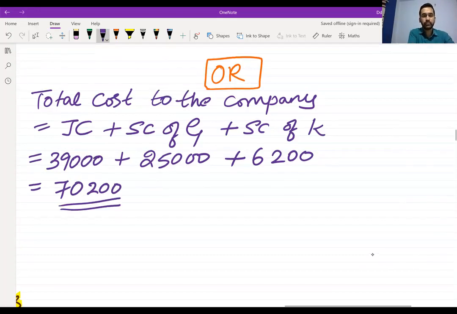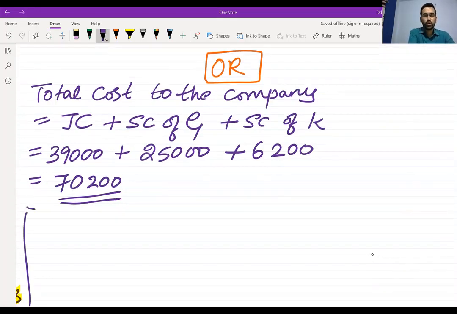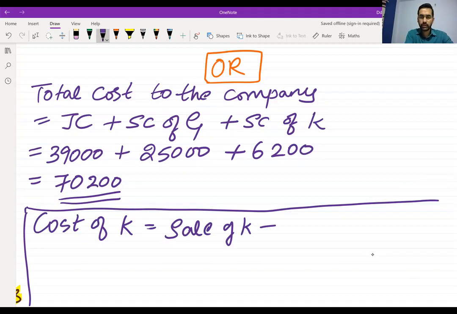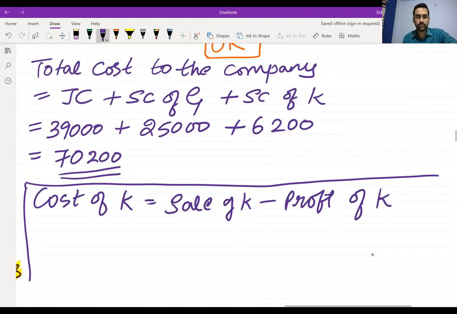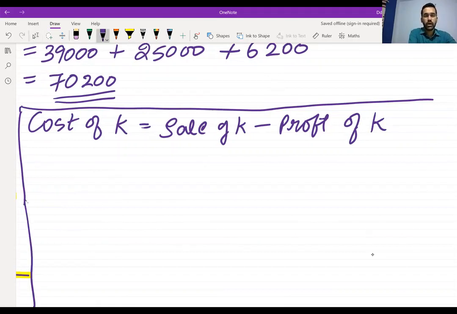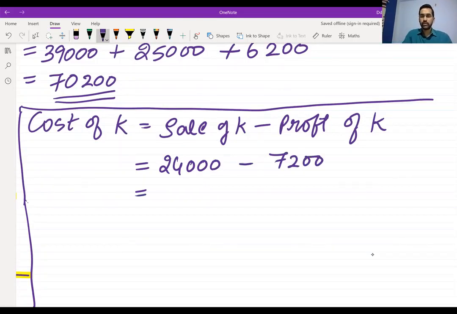Next line you write: cost of K is equal to sale of K minus profit of K. By the way, I'm doing it in one more approach, so I'll have to write it again. Sale of K minus profit of K. How much is sale of K? You have done it already. 24,000 minus profit was 7,200. So this is 16,800. What is this? Cost of K.